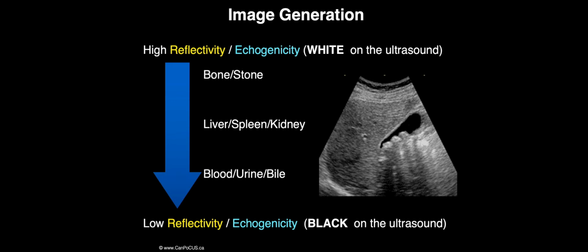Structures with high reflectivity or echogenicity are white on ultrasound. These include bone, calcium, stones, and dense fibrous tissue. Structures with very low reflectivity or echogenicity are black on ultrasound. This includes blood, urine, bile, and other fluids. In between these two extremes are the other structures of the body, including liver, spleen, kidney, and muscle, all of which have varying degrees of medium echogenicity.